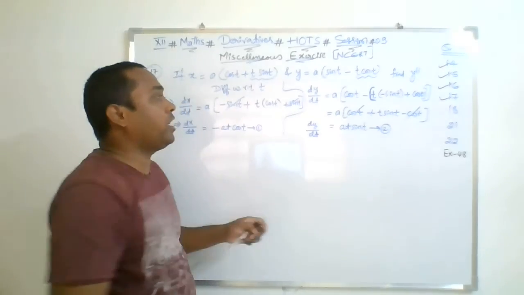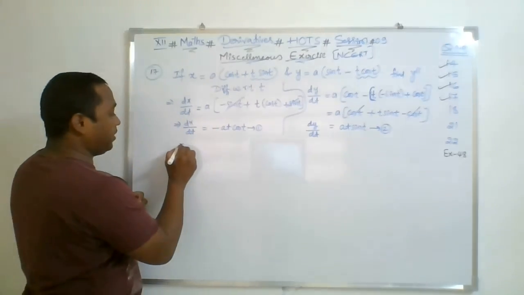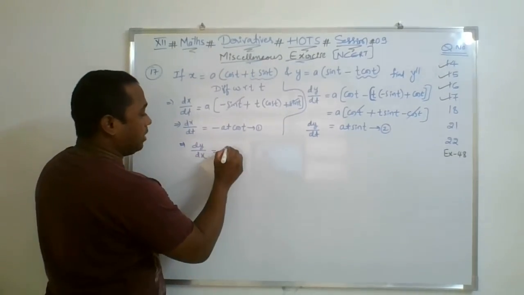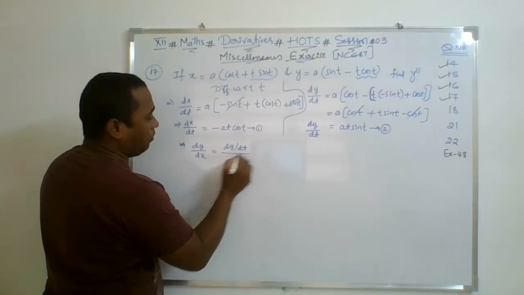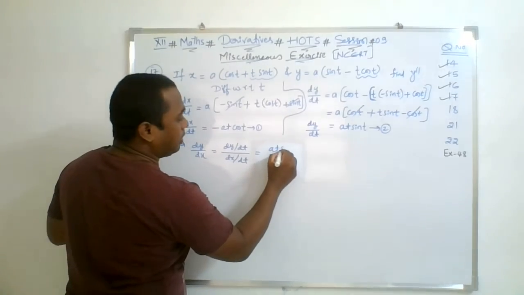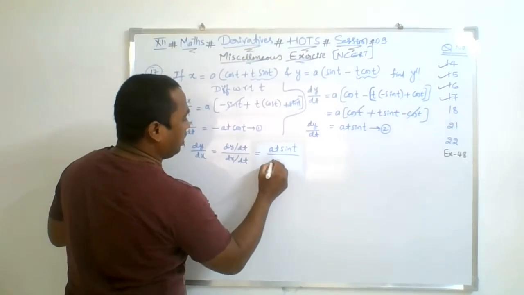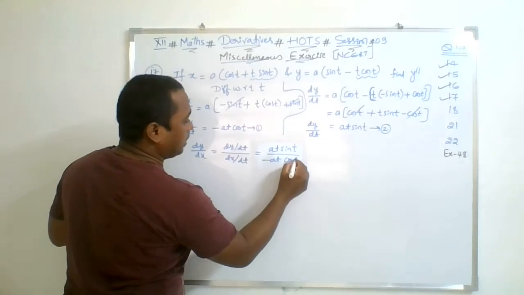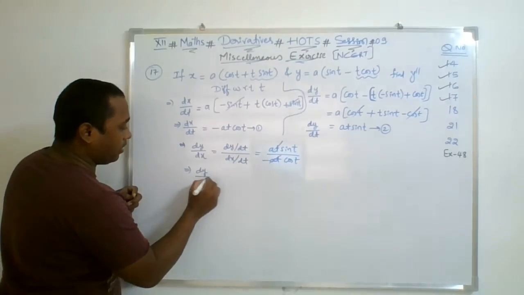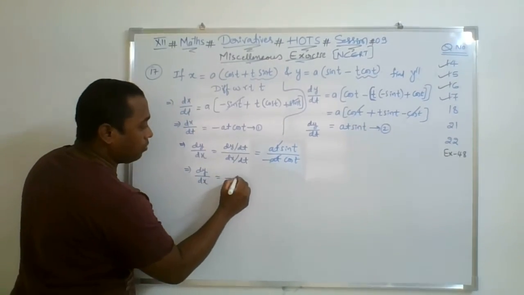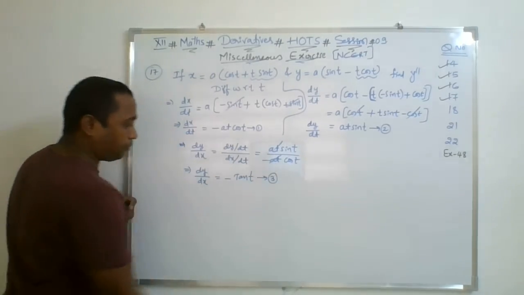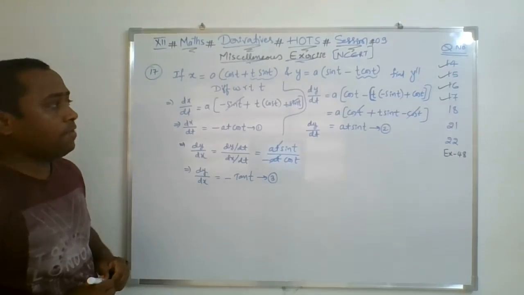Now I am looking for dy by dx. So dy by dx is simply nothing but dy by dt upon dx by dt. What is dy by dt? a t sin t upon minus a t cos t. So a t gets cancelled. So finally I am getting dy by dx is equal to minus tan t. This is result number 3. So this is the first derivative answer I got.